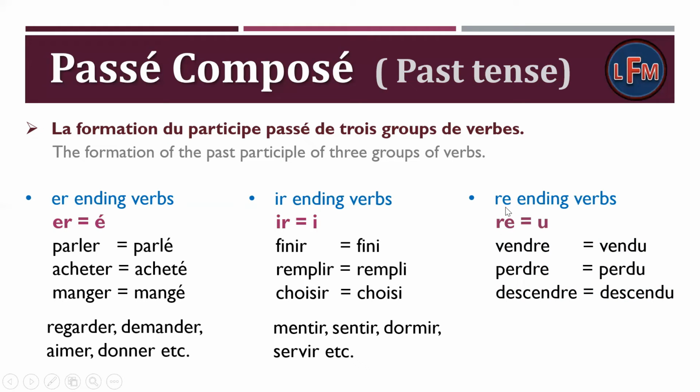To form the past participle of re ending verbs, re will become u, like vendre is vendu, perdre, perdu, descendre, descendu. Like this, attendre will become attendu, répondre, répondu, entendre, entendu, battre, battu, etc.